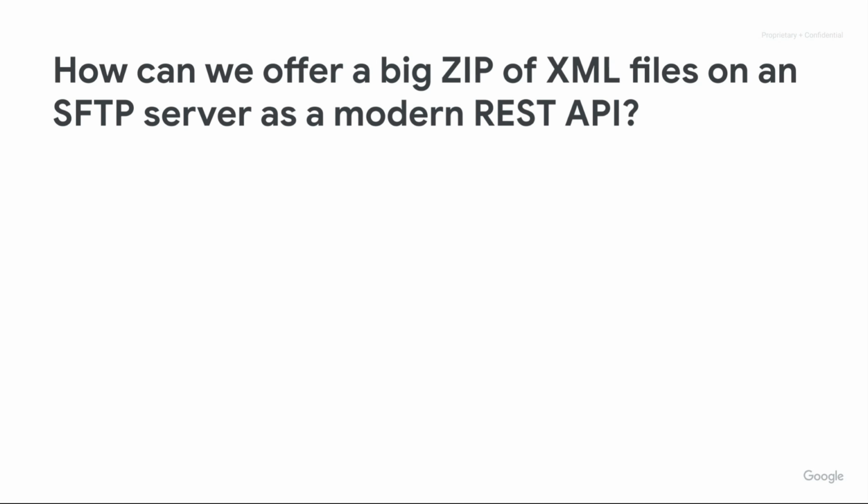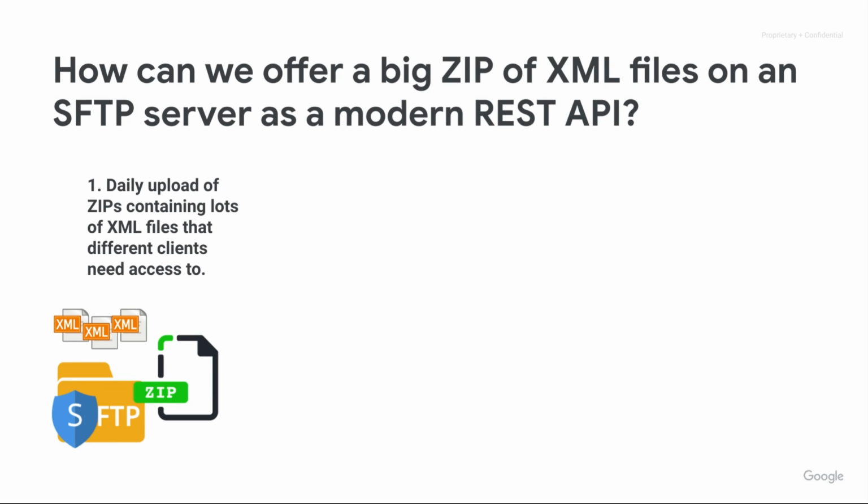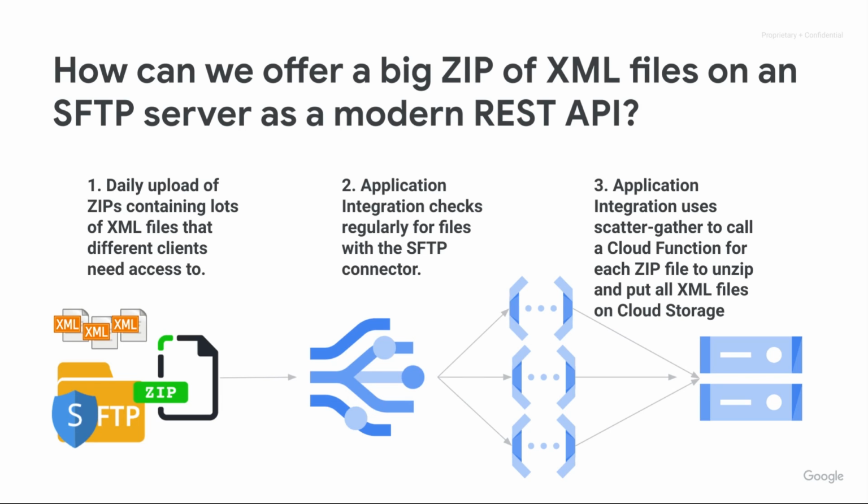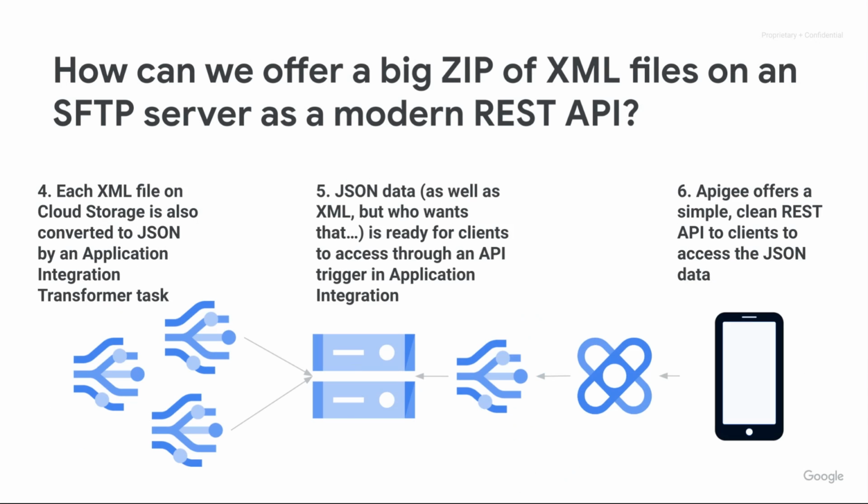Great. So now that we've seen the demo, let's go into the implementation details. The question was, how can we offer a big zip of XML files on an SFTP server as a modern REST API? The first step is that daily we're getting these uploads of XML zip files to our SFTP server. Application integration is using the connector to check for those files. And then, using the for each parallel loops to start the processing of each of those files, right? Basically doing a scatter gather approach and calling the cloud function to help with the extraction and putting those extracted files onto cloud storage.